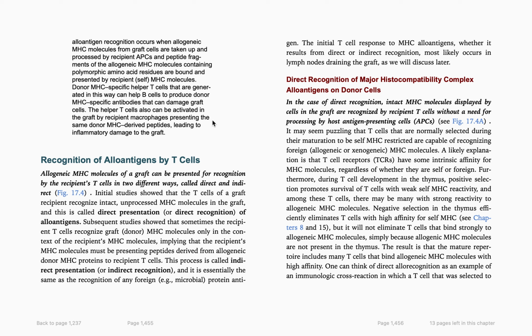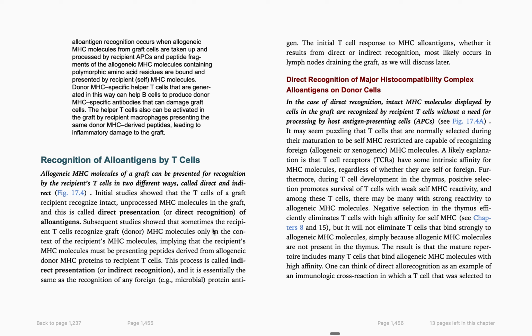So, recognition of alloantigen by T cells. Allogenic MHC molecules of a graft can be presented for recognition by recipient T cells in two different ways, called direct and indirect. Initial studies showed that T cells of graft recipients recognize intact and processed MHC molecules in the graft, and this is called direct presentation or direct recognition of alloantigens.